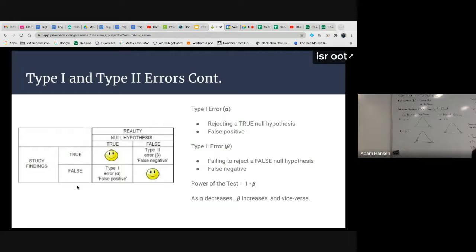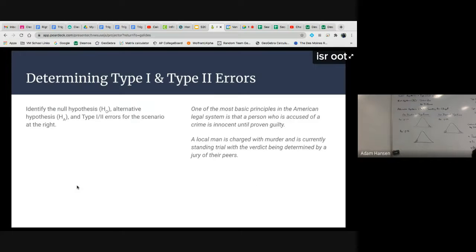All right, let's practice describing some errors. On this next scenario, identify the H0 and the Ha. What is the null hypothesis and alternative hypothesis? Once you've written those down, describe what a type 1 and 2 error would be for this scenario.